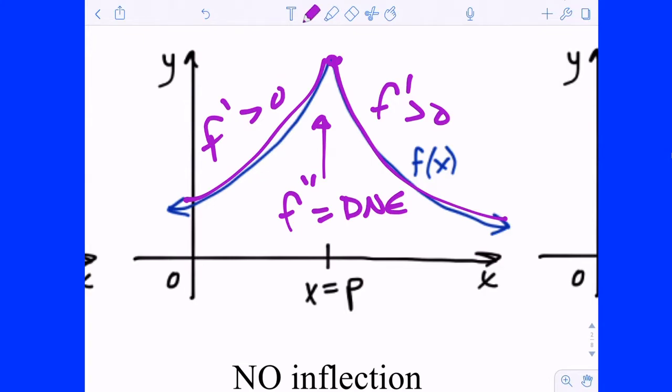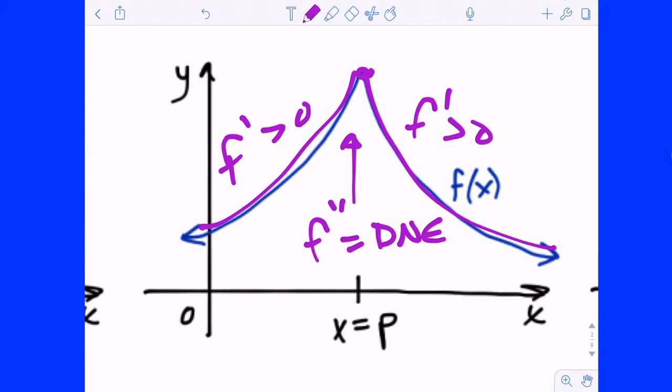What did I put, F prime? Yeah, it wasn't a lie on the left, but it wasn't what I wanted to say either. Thank you. I get excited sometimes. All the time.